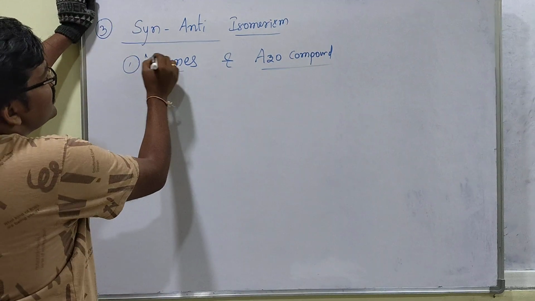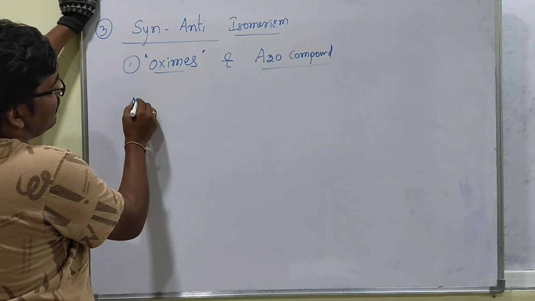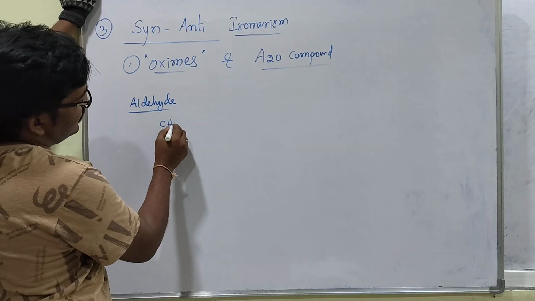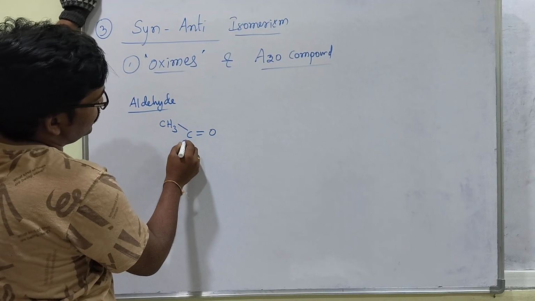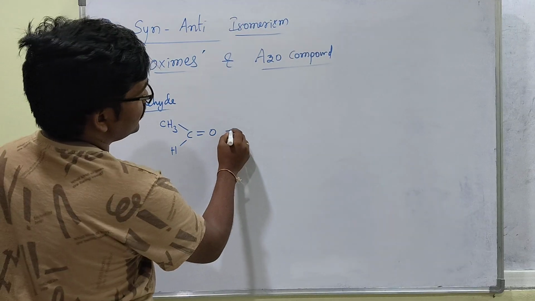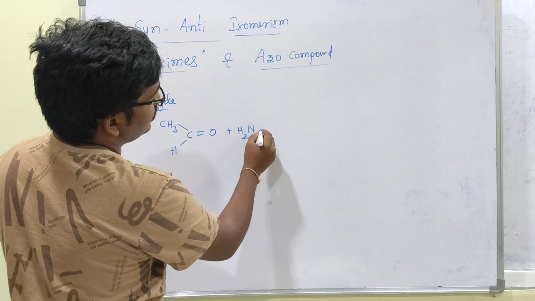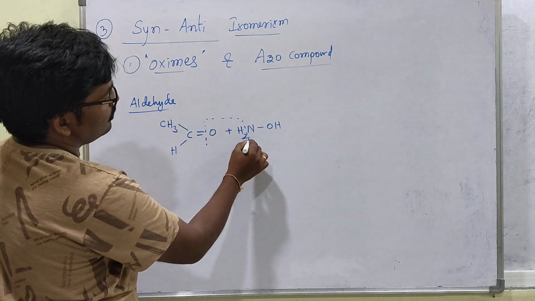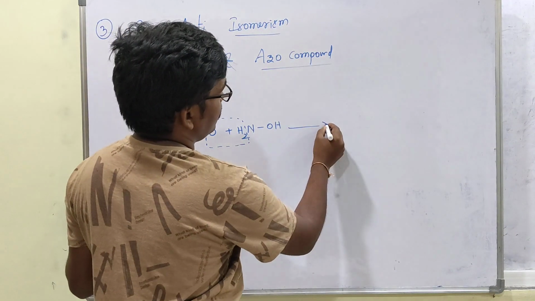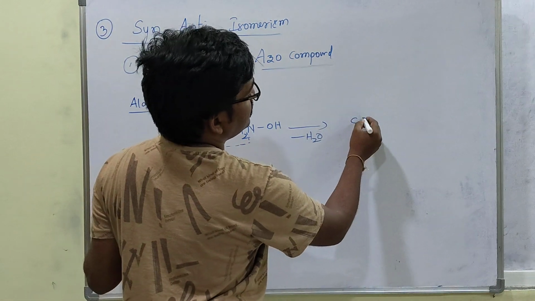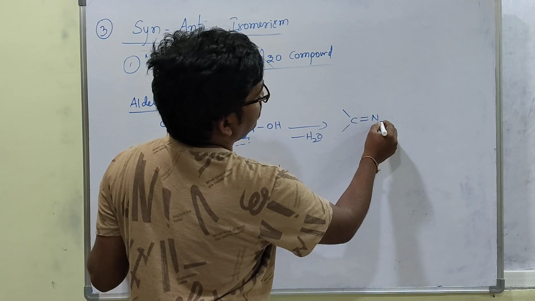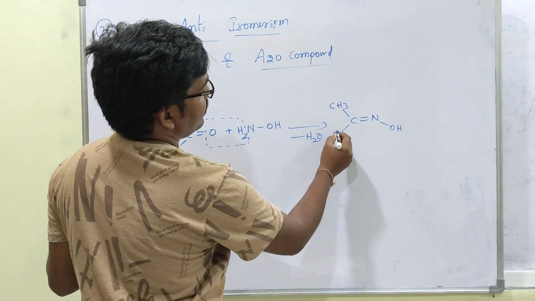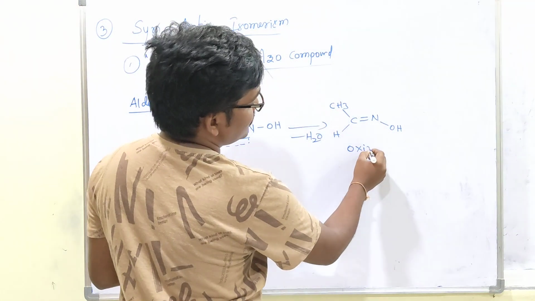Sir, what is an oxime generally? Sir, from an aldehyde or ketone. For example, I am taking an aldehyde, CH3, then C double bond O, H, like this. When it is treated with hydroxylamine, NH2OH, after the removal of a water molecule, when both react with the loss of water, C double bond N, then OH, CH3, then H. So this we call an oxime.